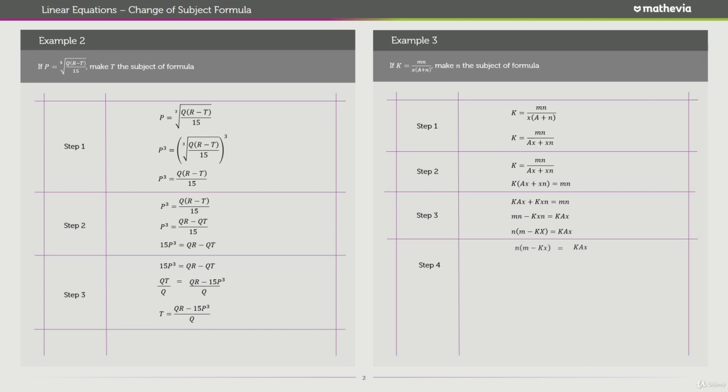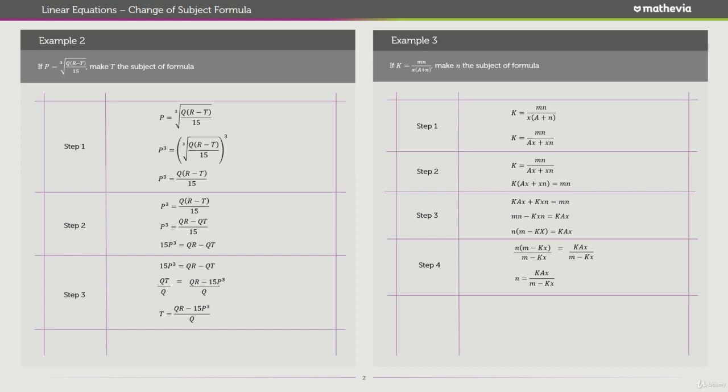I'm basically going to go ahead and divide both sides by m minus kx. Okay, and m minus kx will cancel, and then I have n equals kax over m minus kx. Notice we actually have one n now, and that was as a result of factorizing that expression.